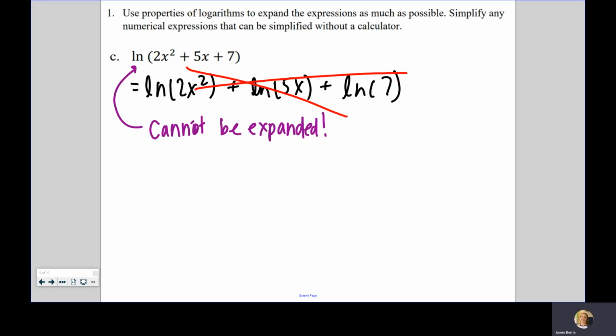Sorry about that little squiggle there. So this cannot be expanded because it is not a product, it is not a quotient, and it is not a power. So we do have terms within the expression that are products and have powers, but the entire expression itself is a sum. And we do not have a rule for separating logarithms across sums. So there's nothing we can do.